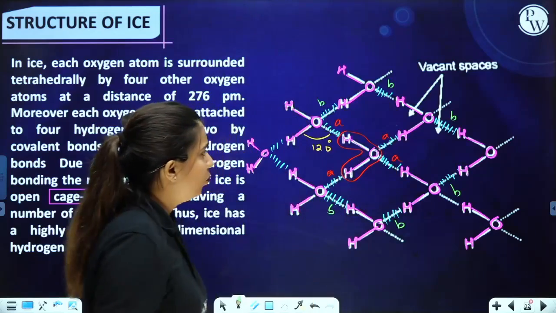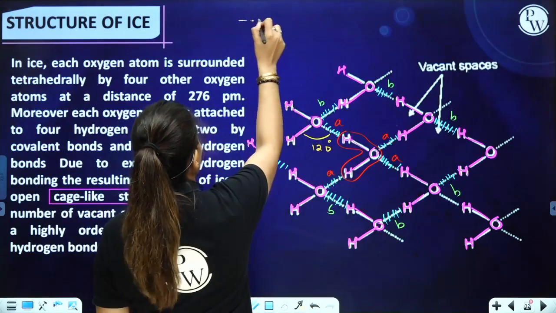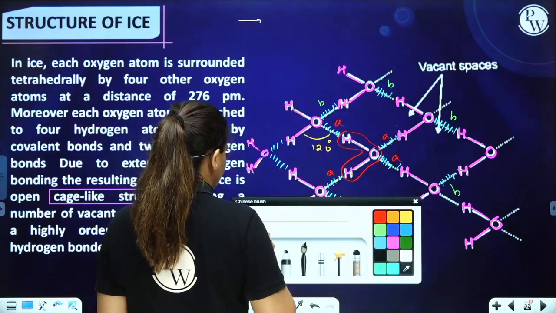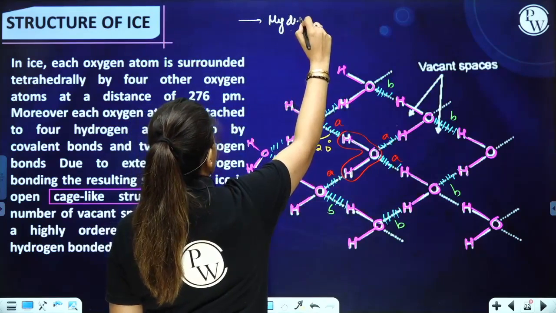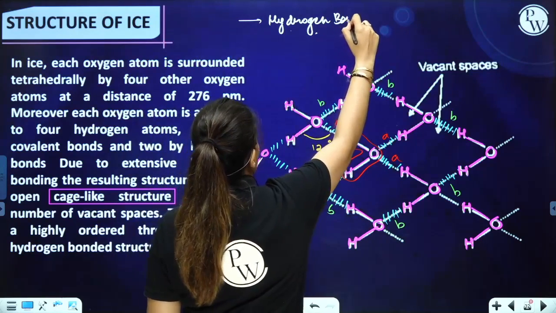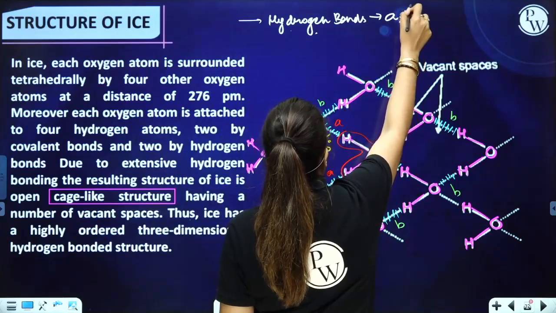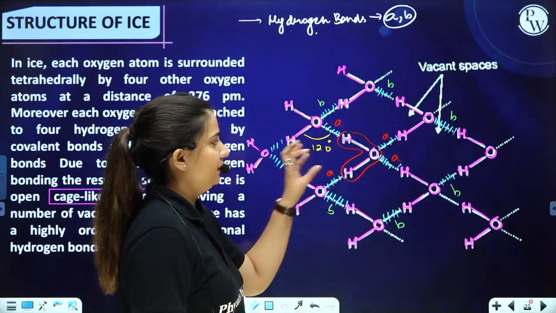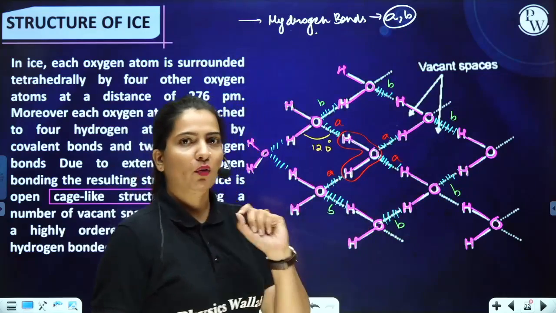So there are two types of hydrogen bonds present over here. One is called A and the other is called B. A is the one present in between, and B is present outside. Now what is happening?